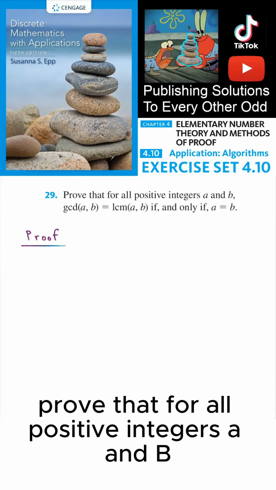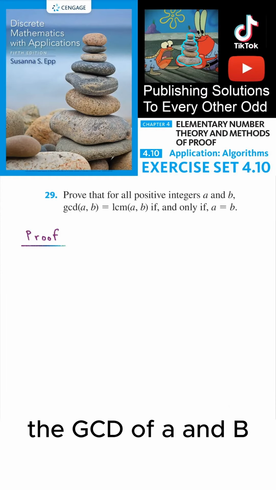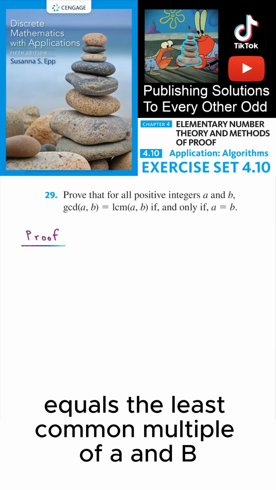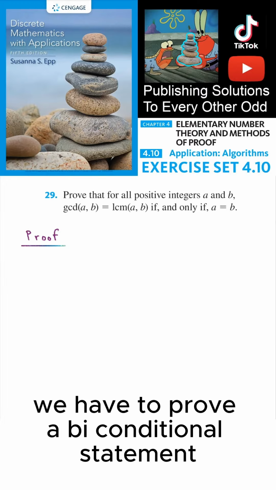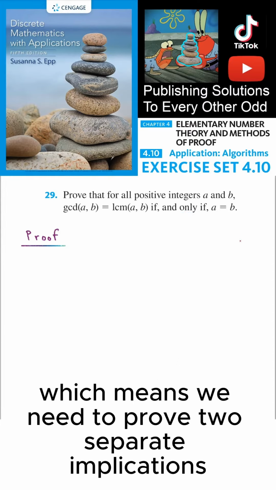Prove that for all positive integers a and b, the GCD of a and b equals the least common multiple of a and b if and only if a equals b. So to prove this, we have to prove a biconditional statement, which means we need to prove two separate implications.